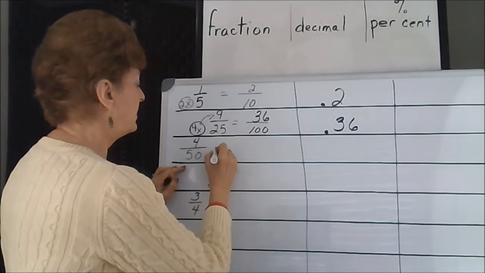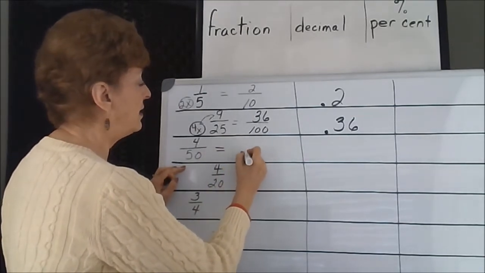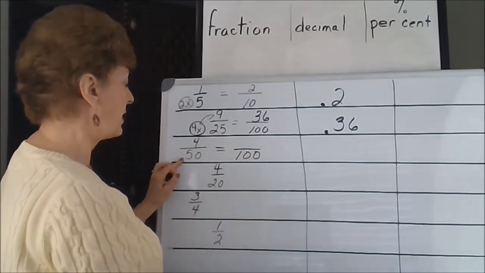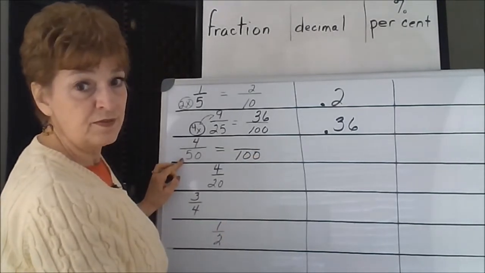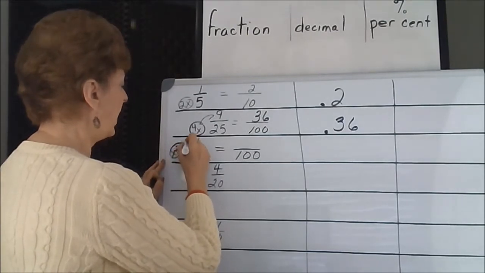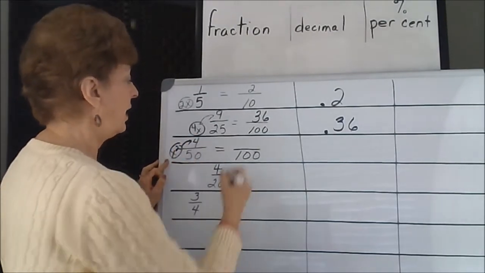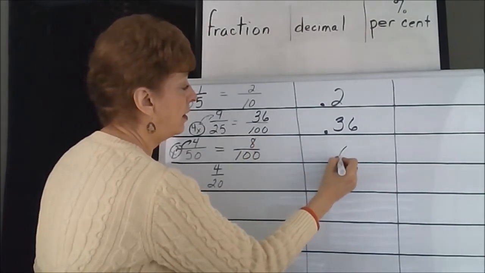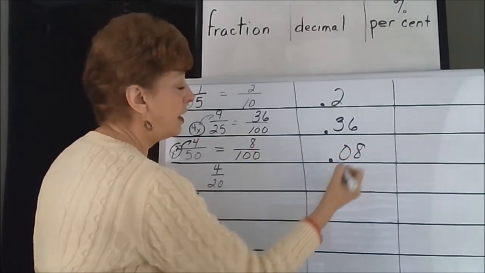4/50ths. Let's see what we can do there. We have a 10. Let's go to the hundredths column and see if that's possible. Well, 2 times 50 is 100. So let's multiply our 4 times 2, and we'll get 8. So now we can place our 8 hundredths.